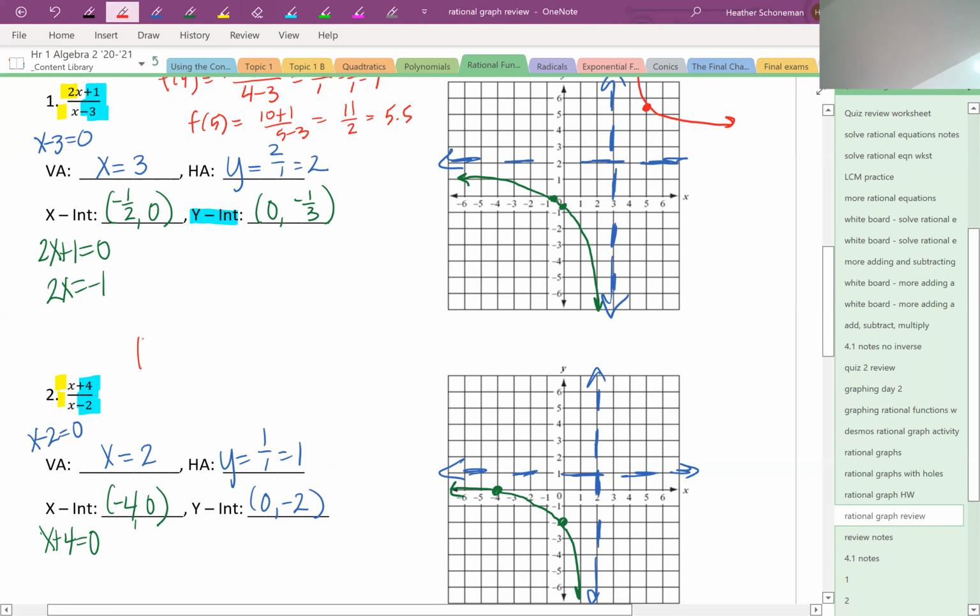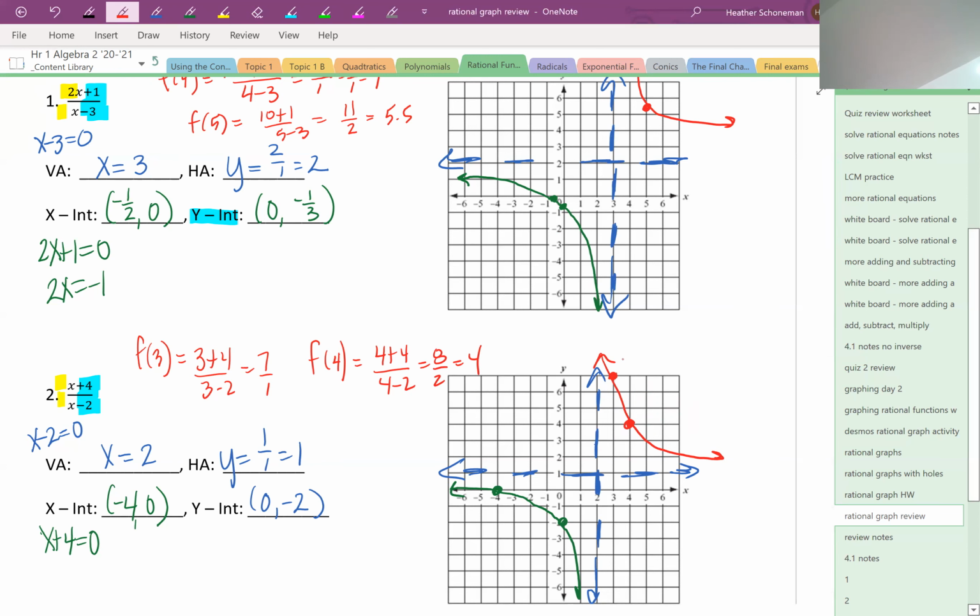I can't plug in 2 because that's an asymptote, so my best place to start is 3. So if I find f of 3, I'm plugging 3 in for an x, so I have 3 plus 4 over 3 minus 2. It's going to give me 7 over 1, which is just 7. And then keep working my way over, find f of 4. So that's 4 plus 4 over 4 minus 2. So that gives me 8 over 2, which is just 4. And here we go.